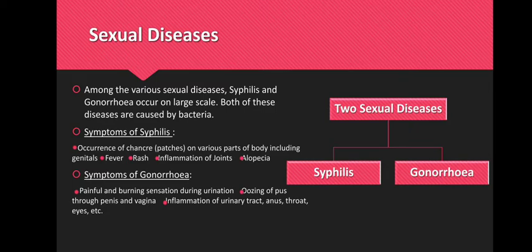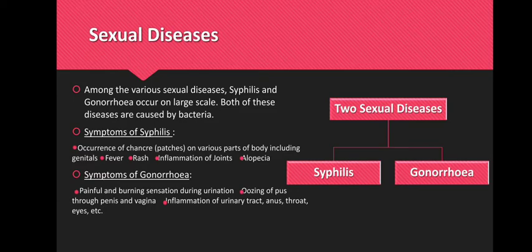Among the various sexual diseases, syphilis and gonorrhea occur on a large scale. Both of these diseases are caused by bacteria, right? Now, what are the symptoms of syphilis? Occurrence of patches on various parts of the body including the genitals. So you need to be careful, carefully watch your body. If you have any such thing, you should immediately go to the doctor. Fever, rashes, inflammation of joints, alopecia, all such are the symptoms of syphilis.